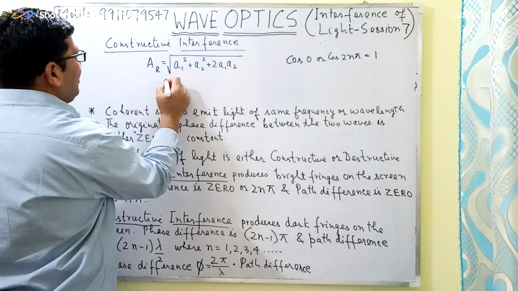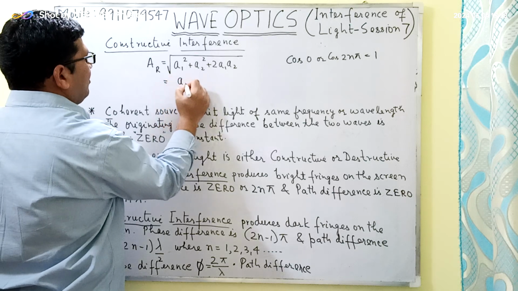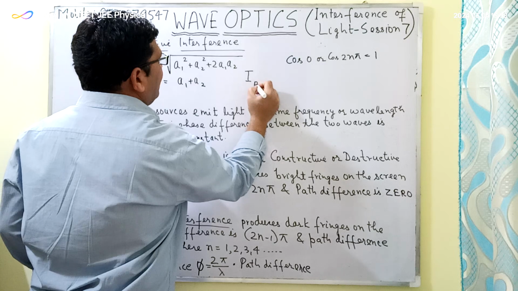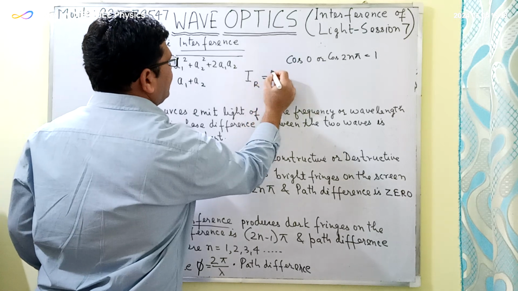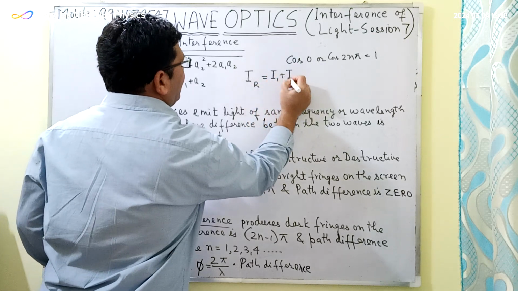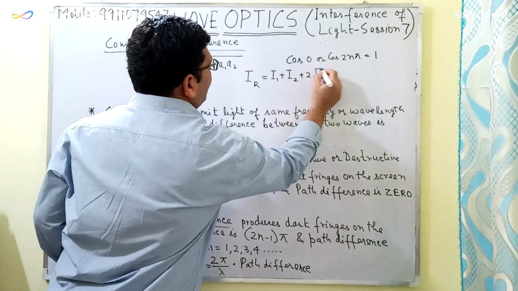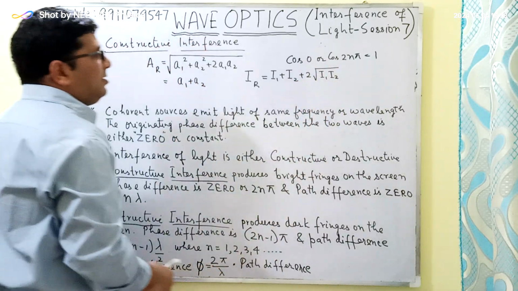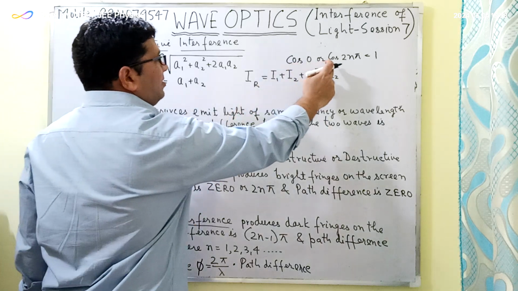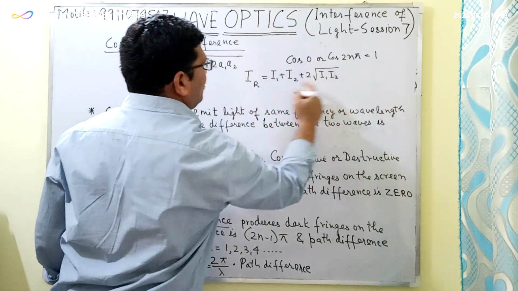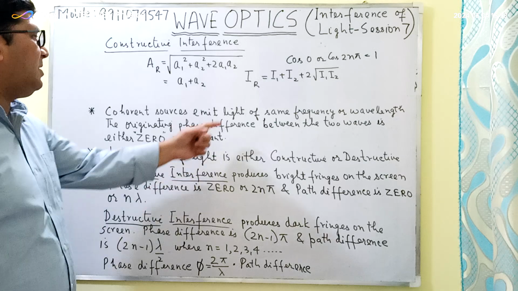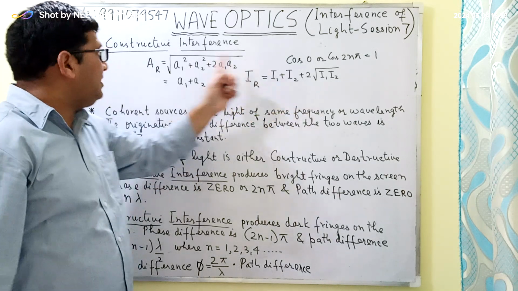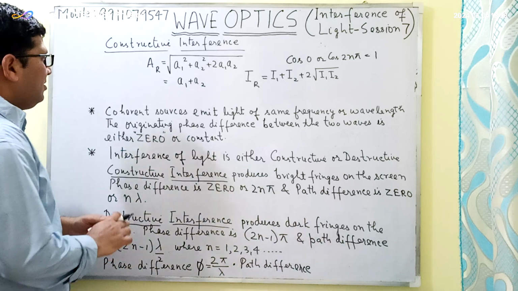So the resultant amplitude will be equal to A1 plus A2. Now let us come to the resultant intensity. This is equal to I1 plus I2 plus 2 times under root I1 I2 cos phi, where the value of cos phi is equal to 1. So the value of the resultant intensity will be given by this formula in the case of constructive interference.